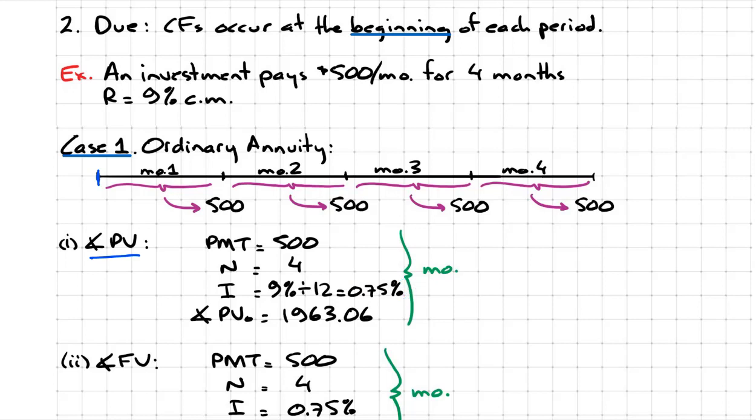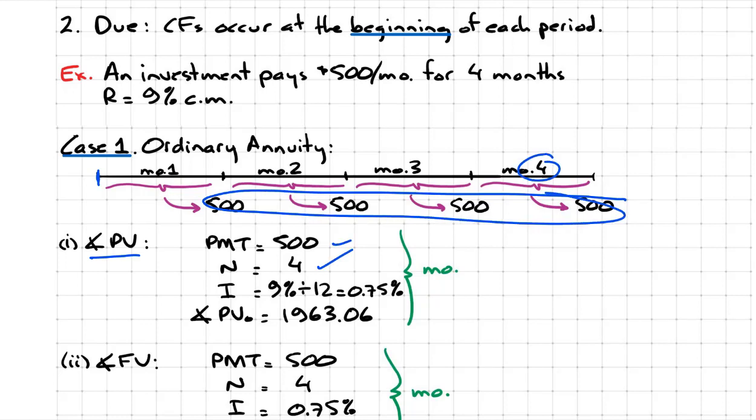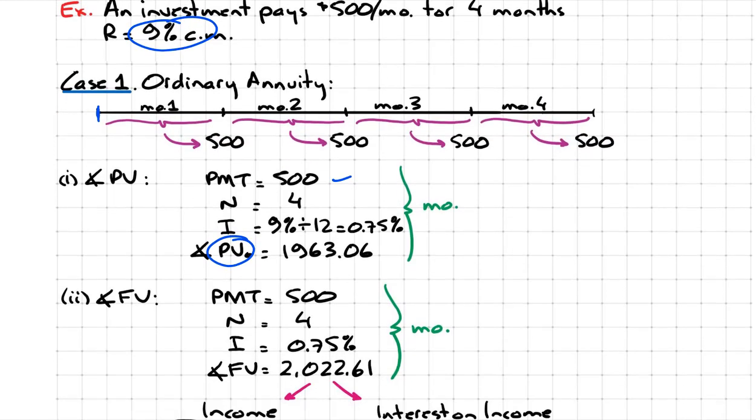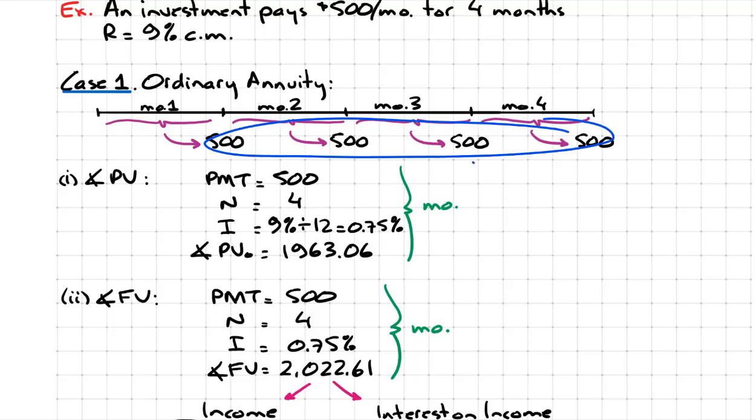And that's it. So once we've entered all this in, and you can see that there's our $500 for 4 months, right? And here's our 9% compounded monthly. There it is. So then we just tell our calculator to compute what that cash flow stream is worth today. And that would work out to 1963.06.